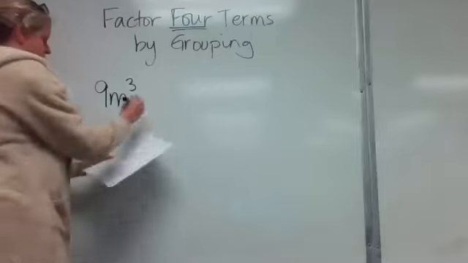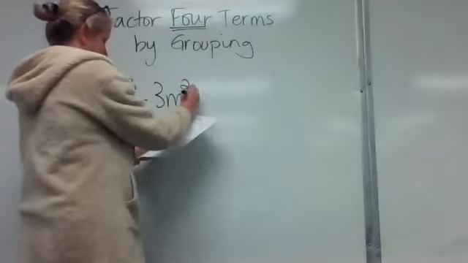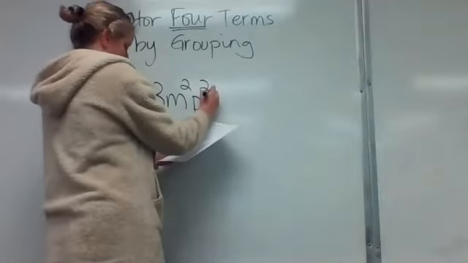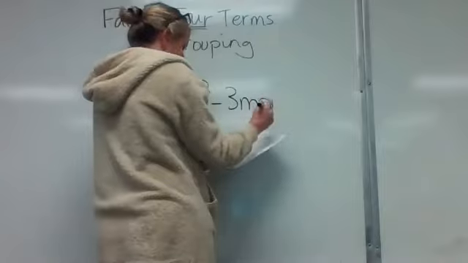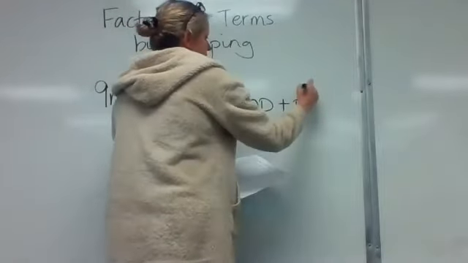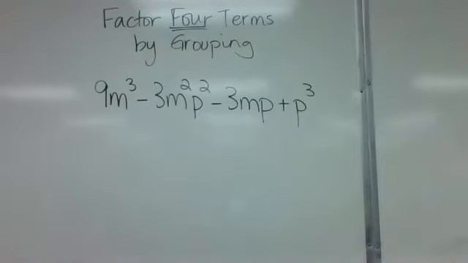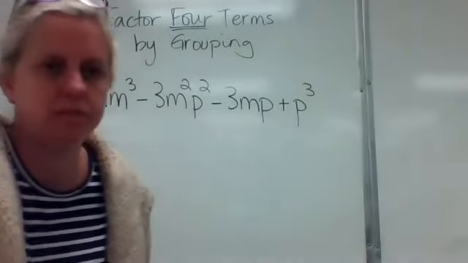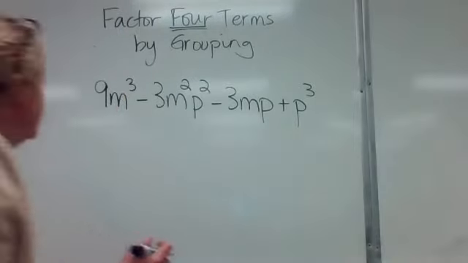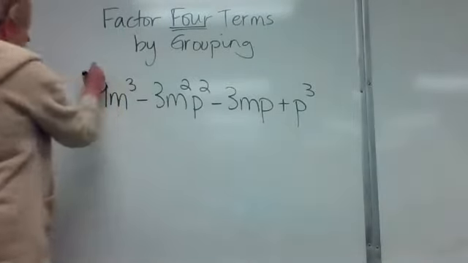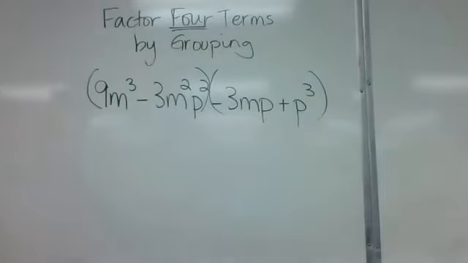Nine m to the third minus 3m squared p squared minus 3m p plus p to the third. So do that one by grouping. This one, nothing's in common with all 4. That's why you group them.